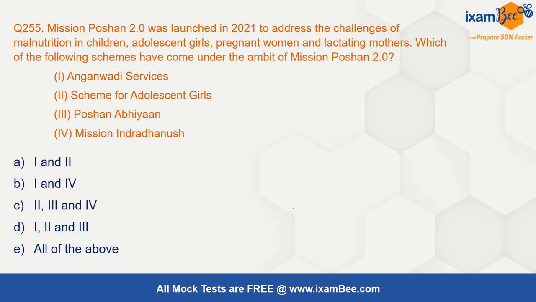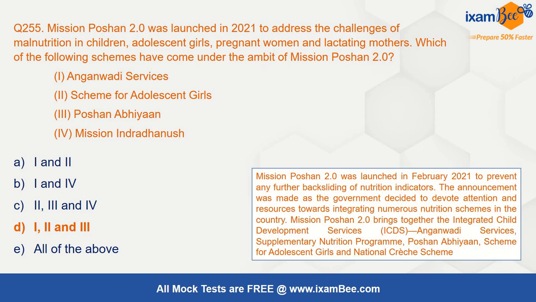Mission Poshan 2.0 was launched in 2021 to address the challenges of malnutrition in children, adolescent girls, pregnant women and lactating mothers. Which of the following schemes come under the ambit of Mission Poshan 2.0? Anganwadi scheme, scheme for adolescent girls, Poshan Abhiyan and Mission Indradhanush. Answer is Mission Indradhanush, the one that does not come under it.